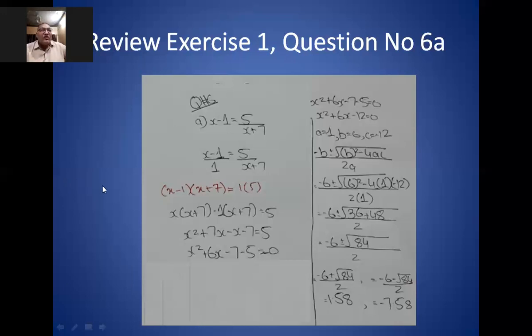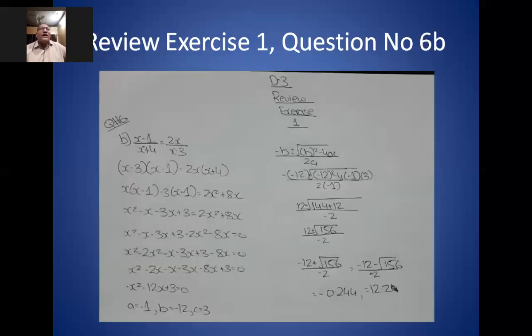So that was question number 6, part A. Hopefully you have understood the concept. Okay, so here we go. The next question is coming up on your screen. This is question number 6, and it's part B.